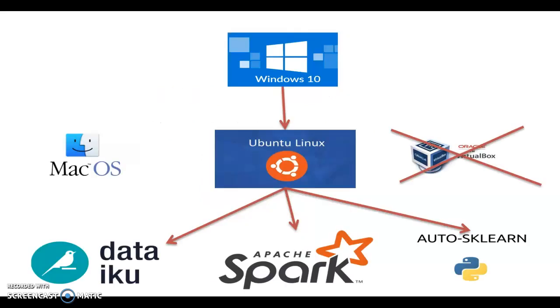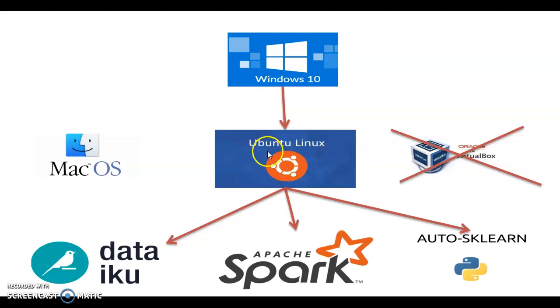There are several reasons for setting up a Linux machine, and the main reasons are using Dataiku, which requires a Linux machine, Apache Spark, which requires a Linux machine, or AutoScaler, which is an automated machine learning tool for data science that uses sklearn from Python, but also uses some Dask and other multiprocessing things that require a Linux machine and cannot be emulated in Windows.